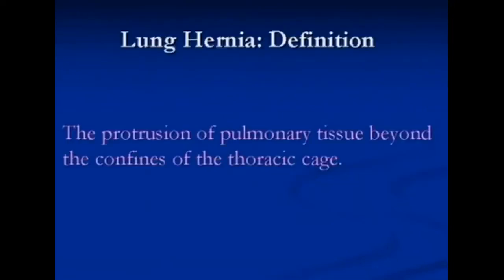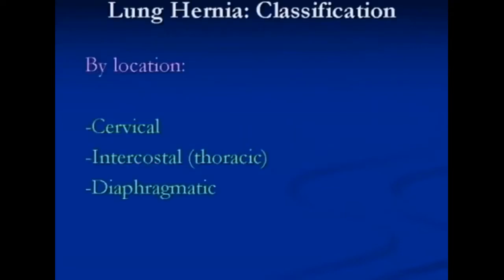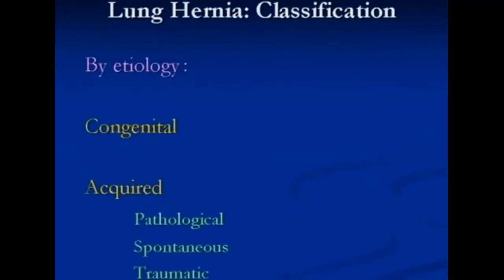Okay, lung hernia. Now, these are pretty straightforward, but they're kind of cute when you see them. It's defined as a protrusion of lung tissue beyond the confines of the chest wall. They can be classified by location. They can be cervical, thoracic, or diaphragmatic, which is almost never seen. They can be classified by etiology. They can be congenital or acquired. If they're acquired, they can be pathologic, spontaneous, or traumatic, post-traumatic.